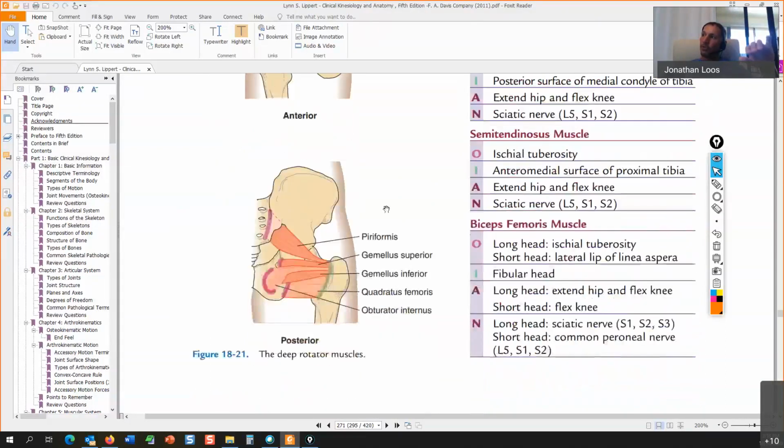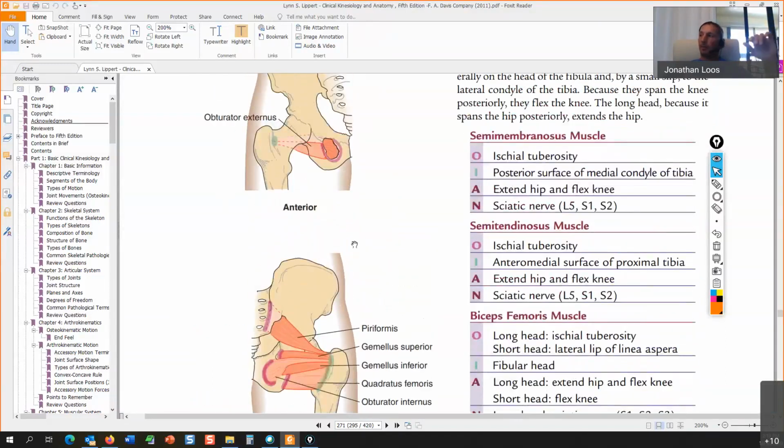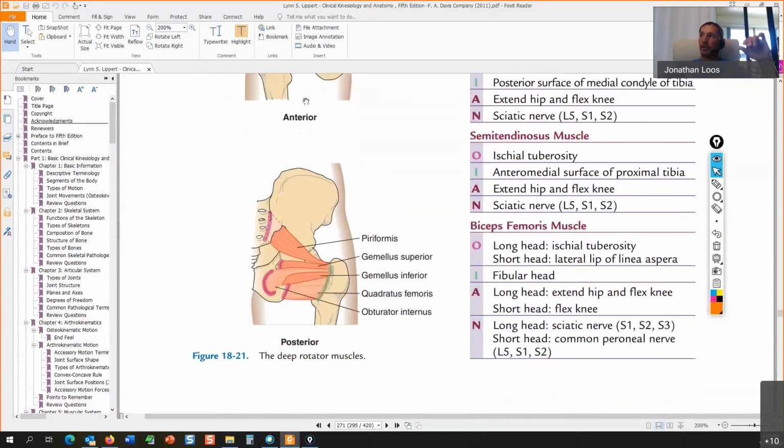And then on the posterior aspect, you have the piriformis, which is just underneath the glute. You have the gemellus superior and inferior, and you have the quadratus femoris and obturator internus. Again, obturator internus is named for its location, not its function. So again, not an internal rotator. These are all external hip rotators. Same muscle up here, obturator internus, obturator externus.